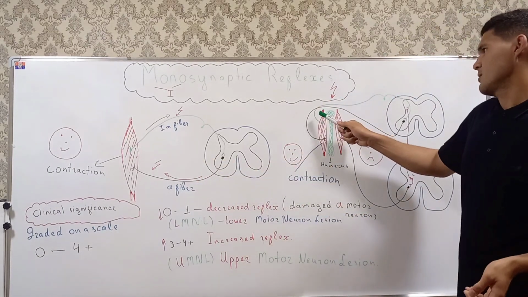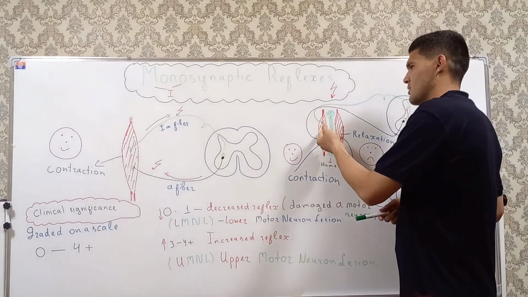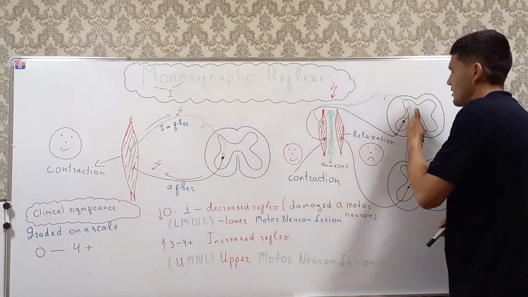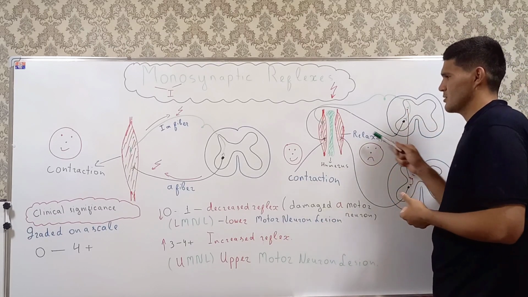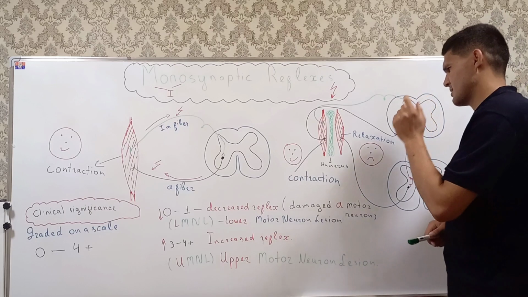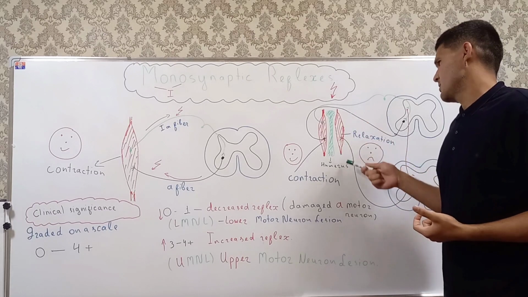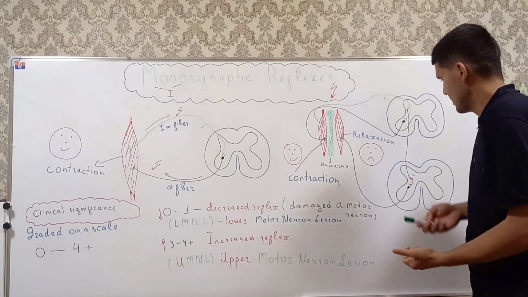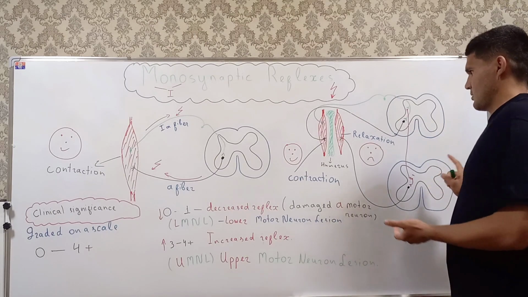Beating this tendon or the muscle itself generates the action potential in the muscle spindles, carrying information via the 1A fibers, and it can stimulate the alpha motor neurons to contract this muscle. However, at the same time, the opposite muscles have to relax. How can it occur? How can it take place? Now I'm going to explain it with this illustration.